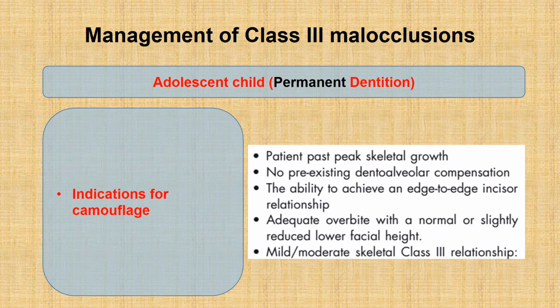Now, what are the indications for camouflage or corrective treatment? One is the patient should be past the peak skeletal growth, that means past the pubertal growth spurt. There should be no pre-existing dentoalveolar compensation. The patient preferably should be able to achieve an edge-to-edge incisor relationship, and there should be an adequate overbite with a normal or slightly reduced lower facial height, and the skeletal relationship should be mild or moderate.